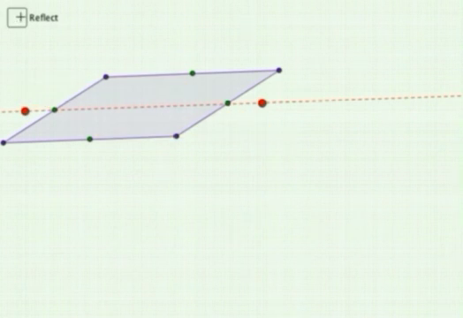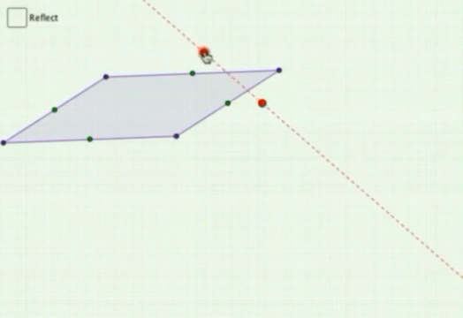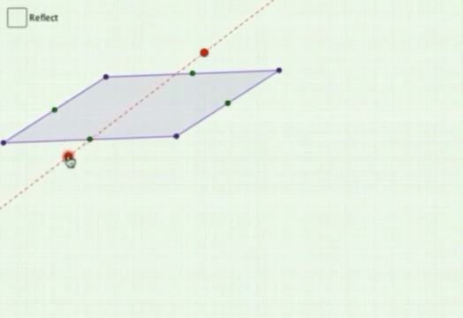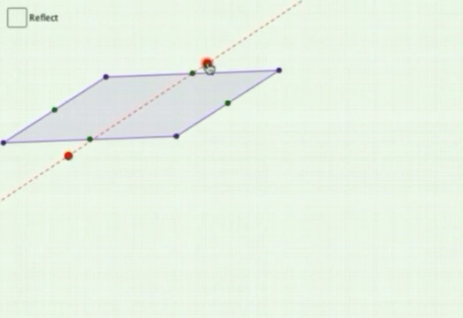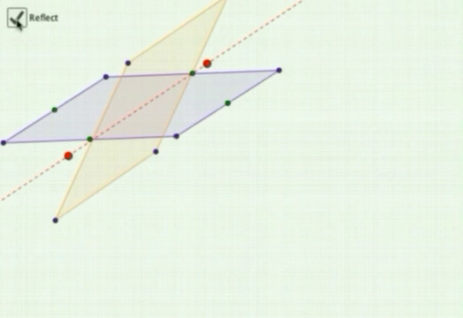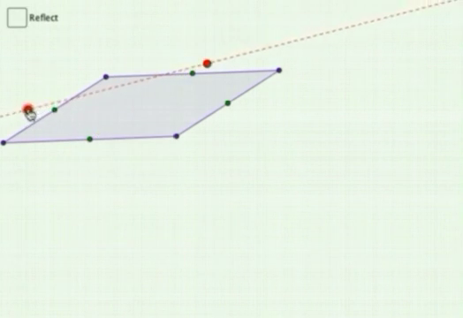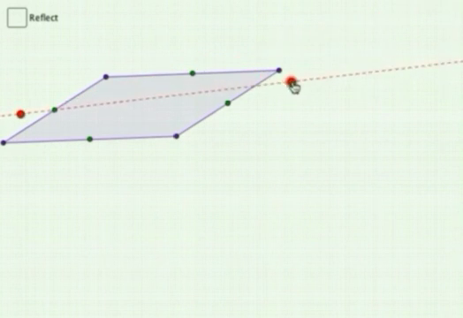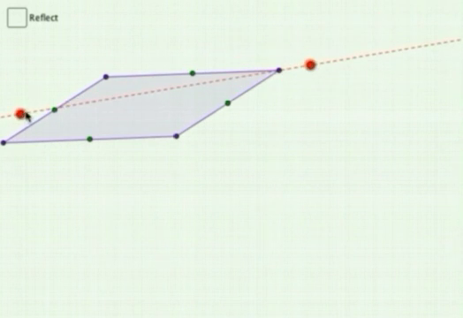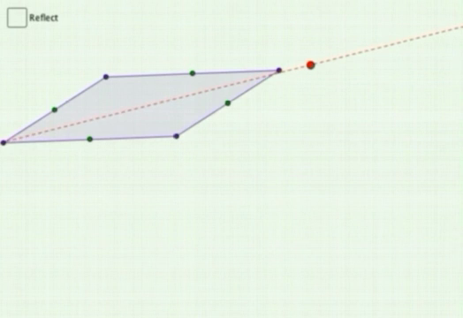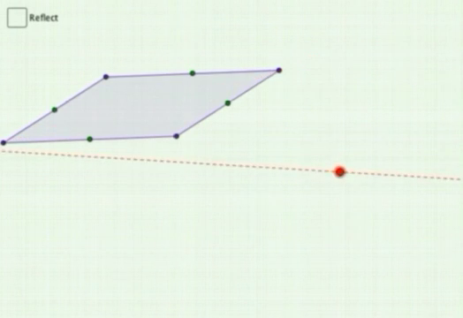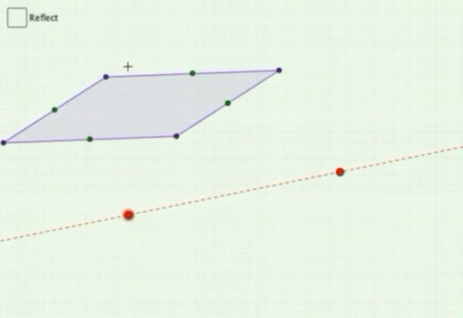Nope. What if we go from this midpoint to this midpoint, like so? Nope. Doesn't work. I don't really know what else I would try at this point. I mean, you could try doing something weird, but there is actually no way to cut this parallelogram in half. So this parallelogram has 0 lines of symmetry. It does not have line symmetry.